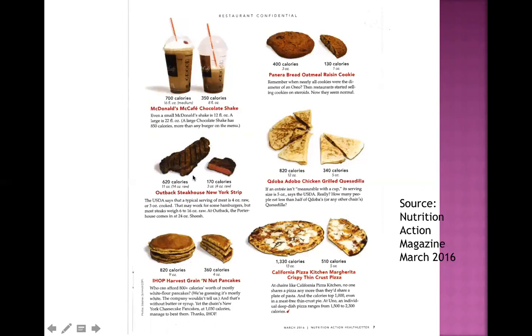Outback Steakhouse, serving sizes of meat are hugely exaggerated. Pancake breakfast, pizza, quesadilla. I'm guilty. I love quesadillas, and I love them at places like this. But you have to think about it. There's a ton of calories in this stuff. Even a cookie, 400 calories. And so you can see how this could really add up during the day. That's one of the reasons why cooking at home, maybe sharing meals with people when you go out, can be a good strategy.